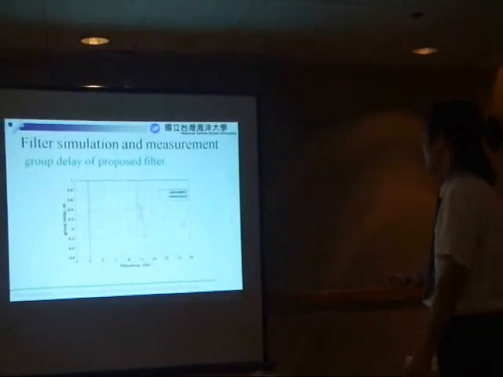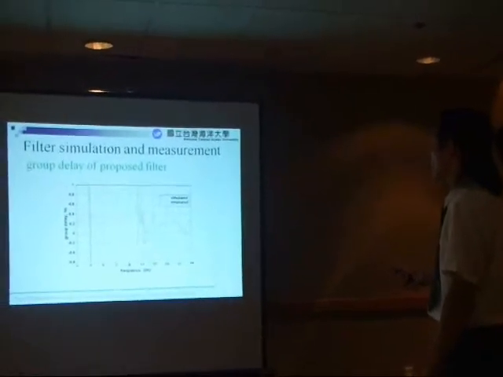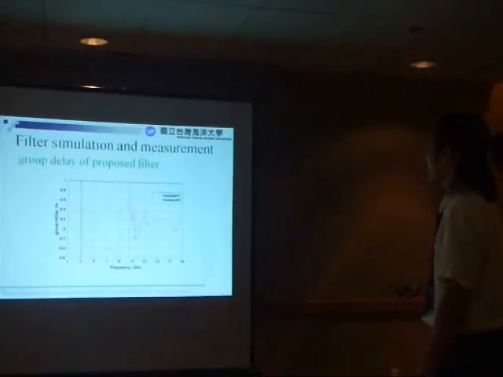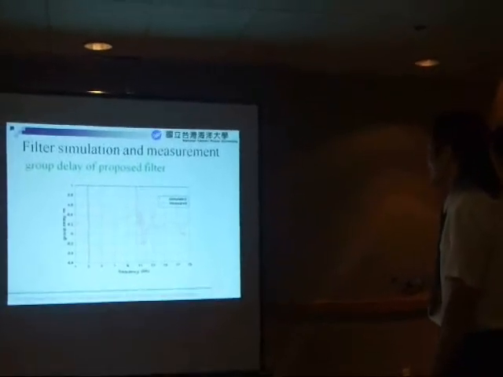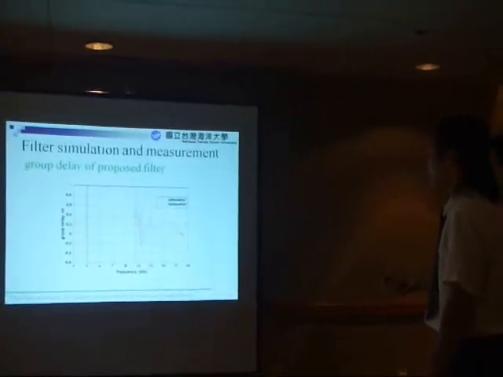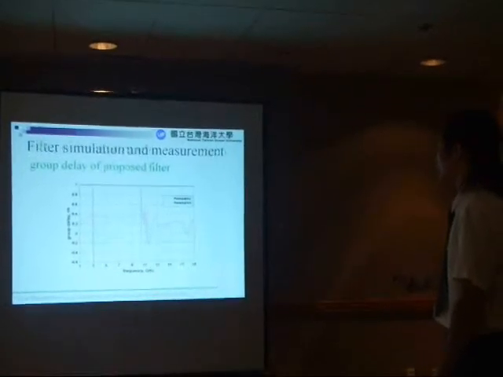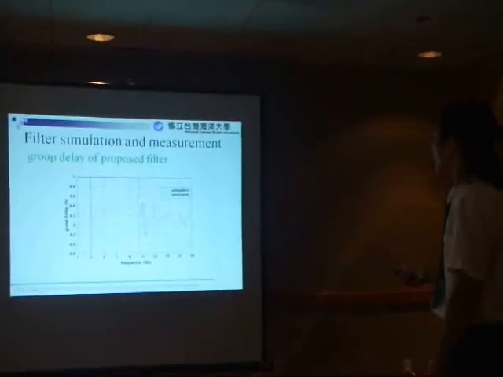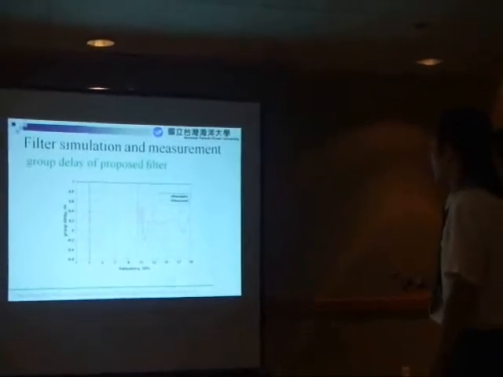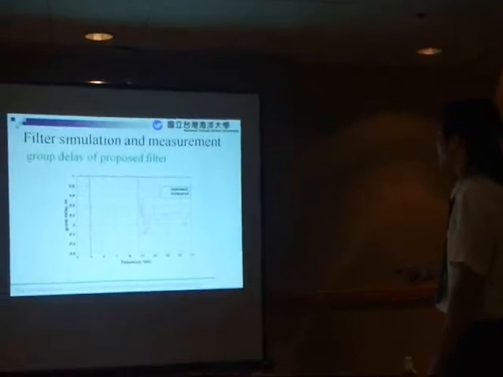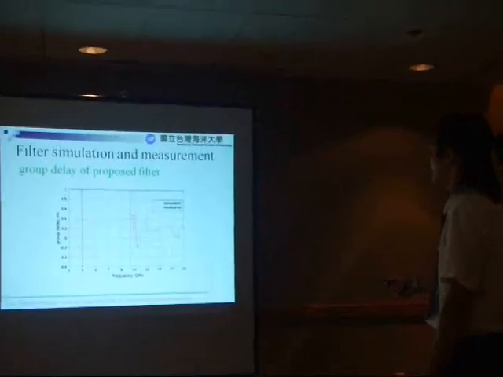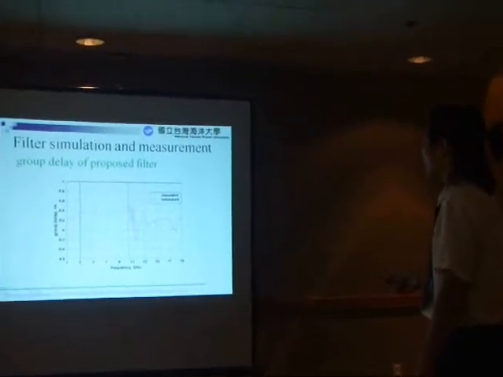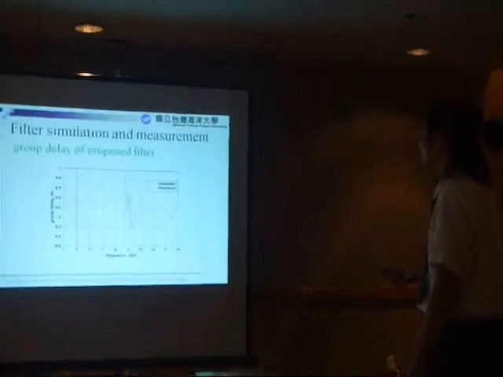Okay, this figure shows both the simulated and the measured group delay. The measured group delay varies between 0.39 and 0.51 nanosecond, with a maximum variation of 0.12 nanosecond over its whole pass band.